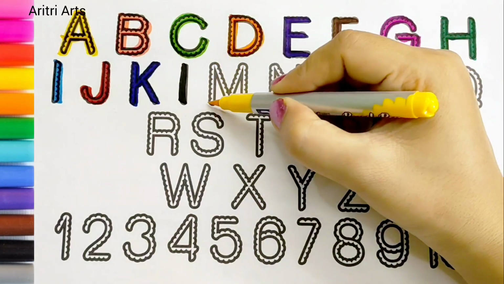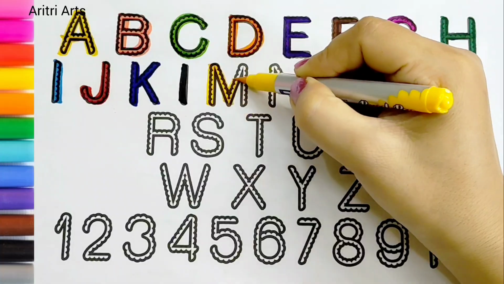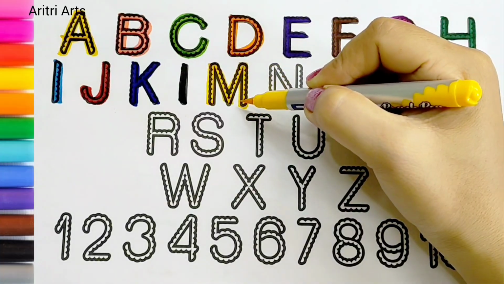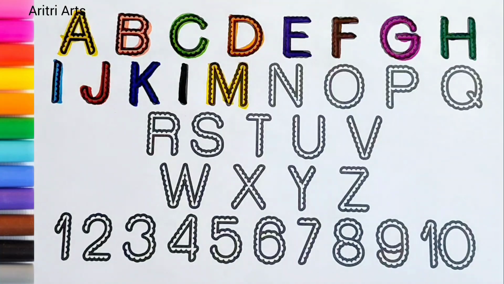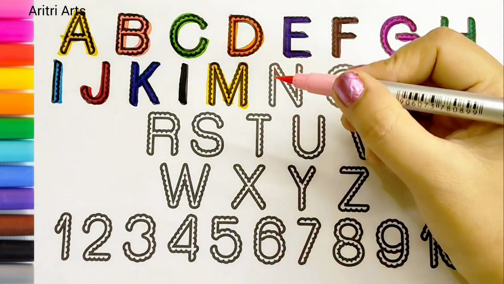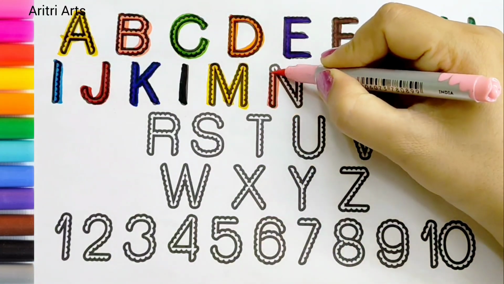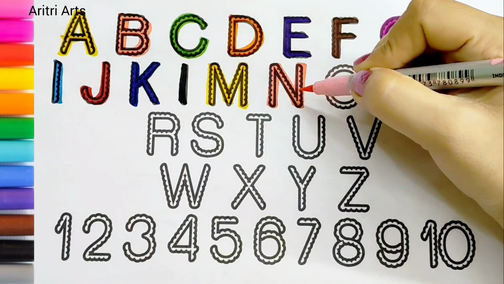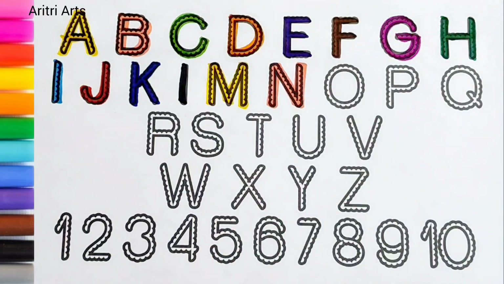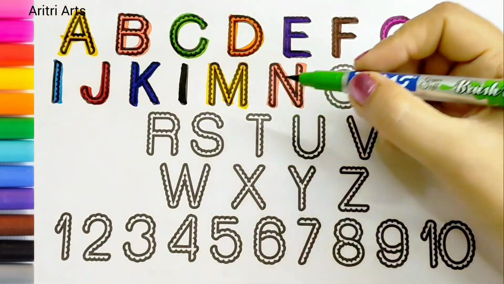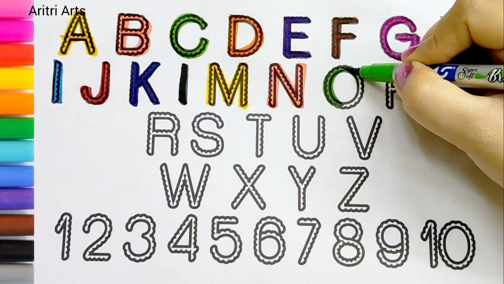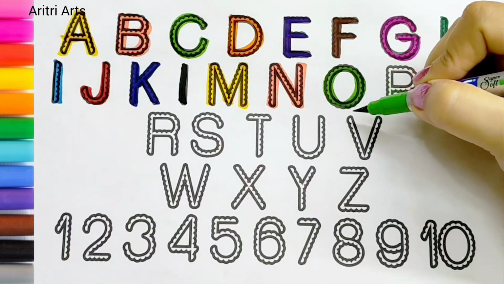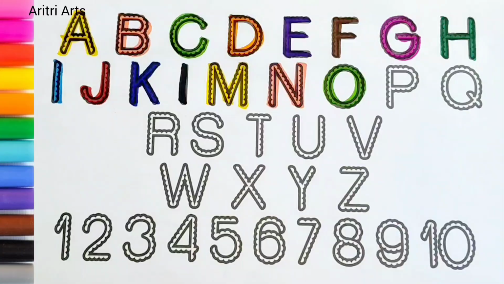Yellow color. M for mango. Pink color. N for nest. Light green color. O for onion.